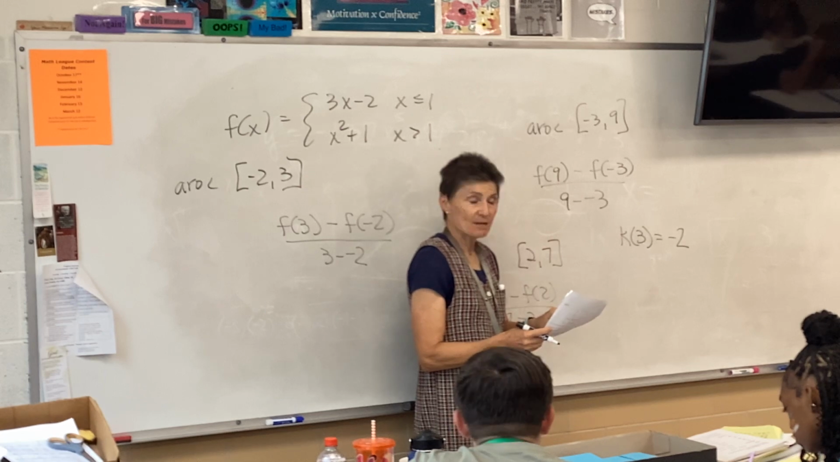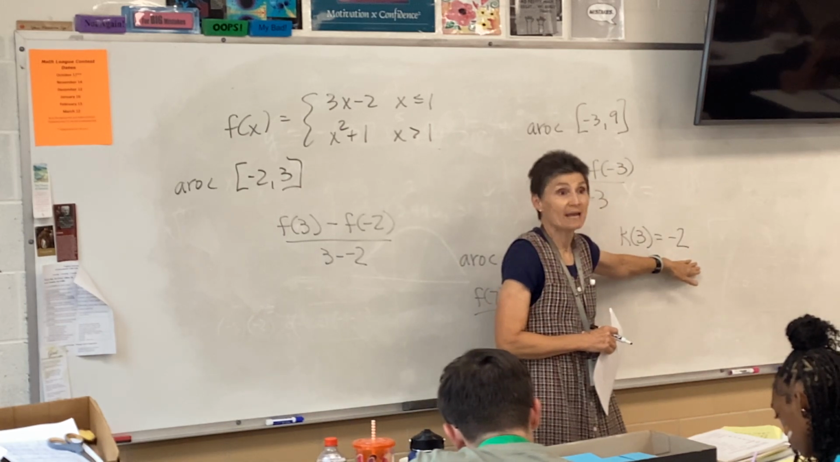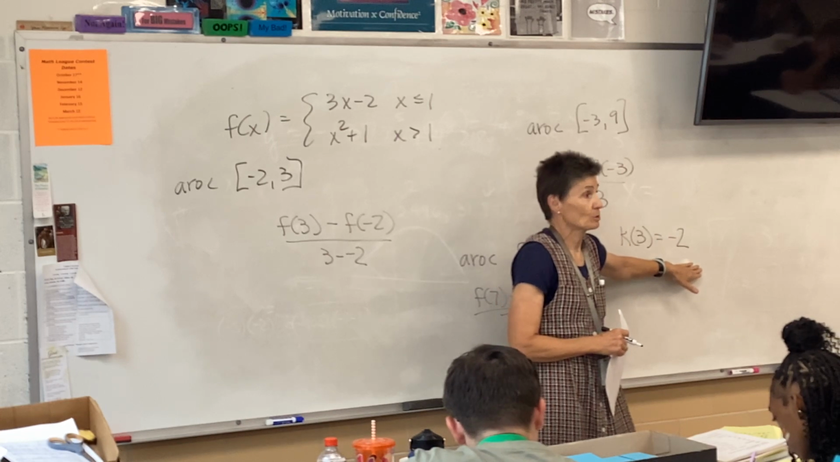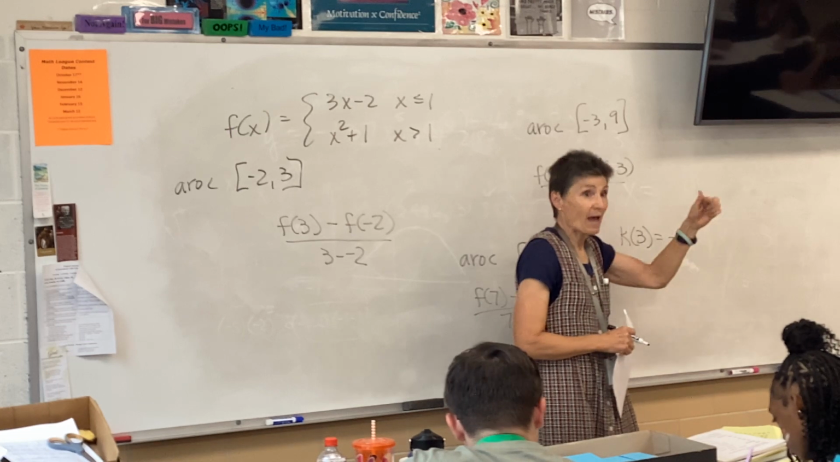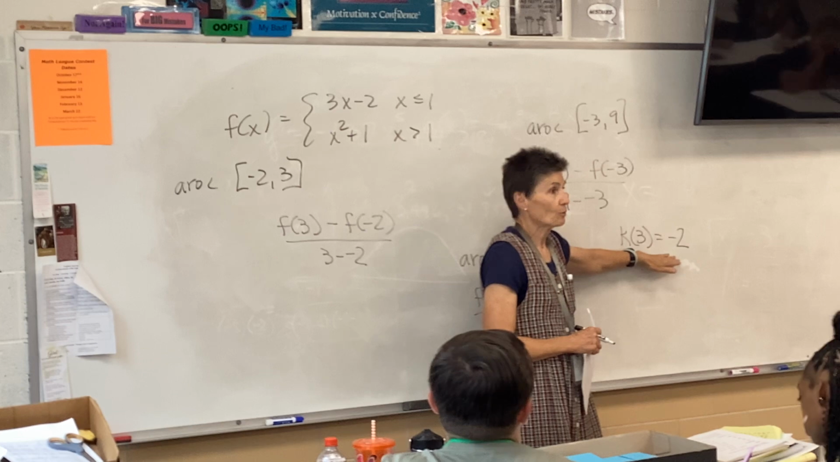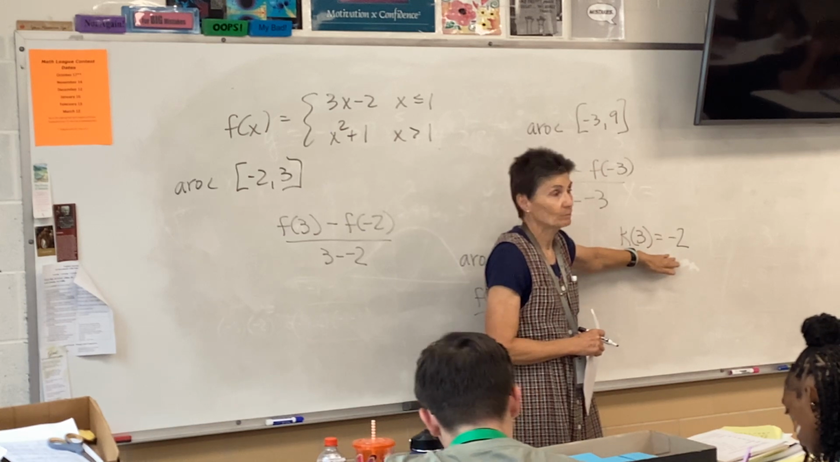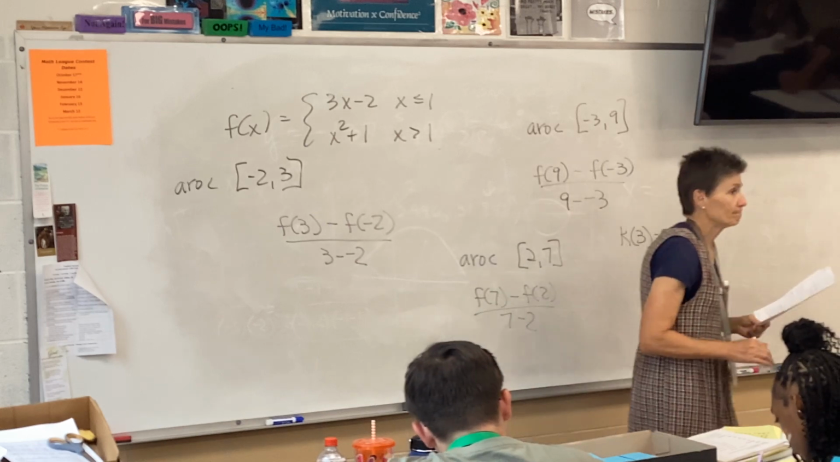This says it has a 0 at X equals 3. No, it doesn't. It has a Y value of -2 at X equals 3. A 0 is an X intercept. So that statement is false, absolutely. Here's how you correct it. K of 3 is -2. All right, how about 6?